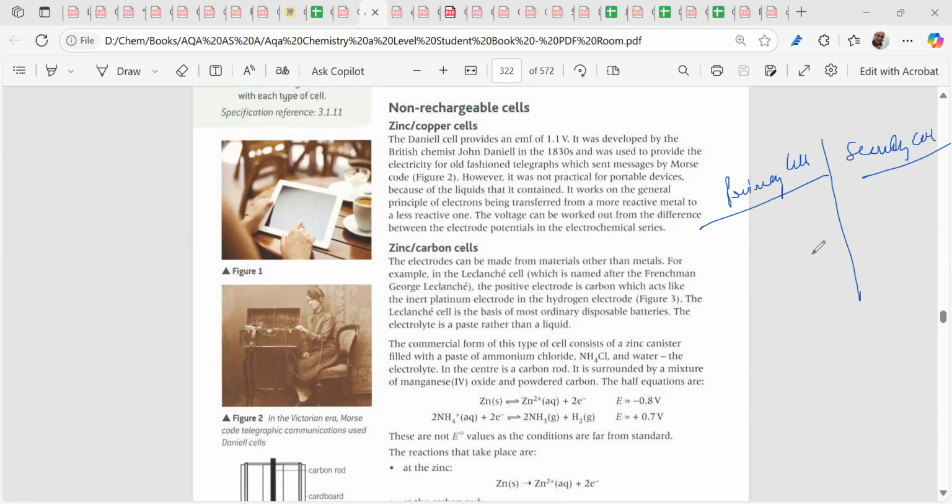Voltaic cells can be of two types: primary cell and secondary cell. A primary cell cannot be recharged. What's a secondary cell? A secondary cell is a cell which can be recharged. Primary cell cannot be recharged; a secondary cell can be recharged. Clear?